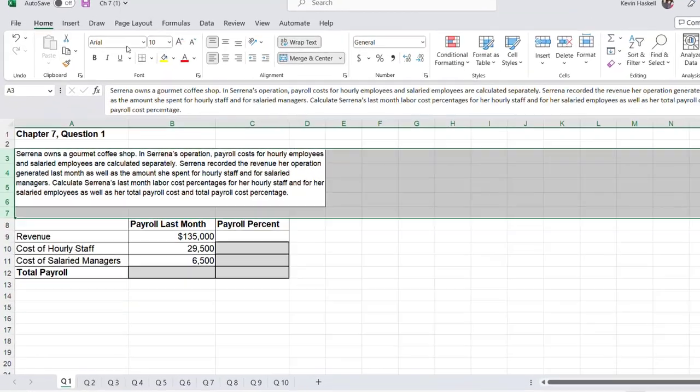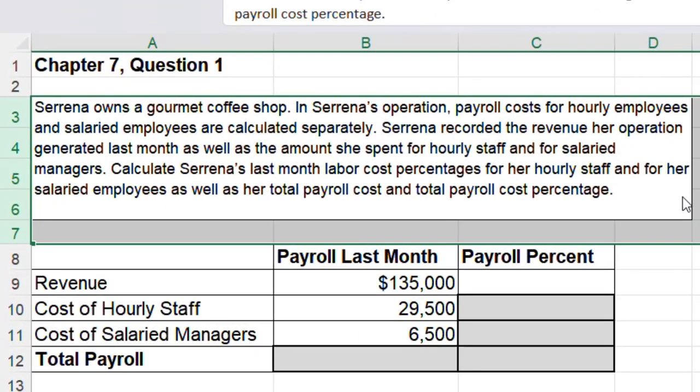All right, welcome to Chapter 7, where we are talking about managing the cost of labor. Okay, starting with question number 1.